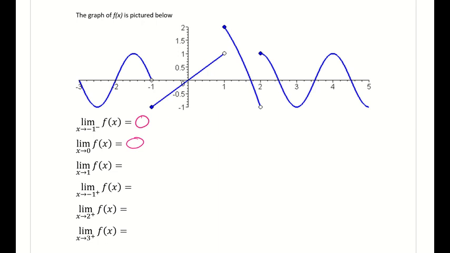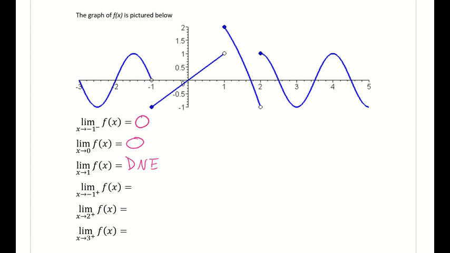So our limit as x approaches 1, that two-sided limit, because the limit as we approach from the left is 1, and the limit as we approach from the right is 2. Those are not the same, so our two-sided limit does not exist.